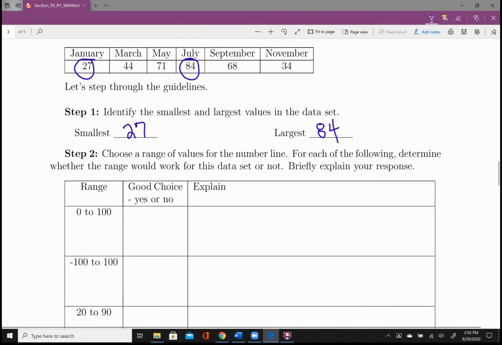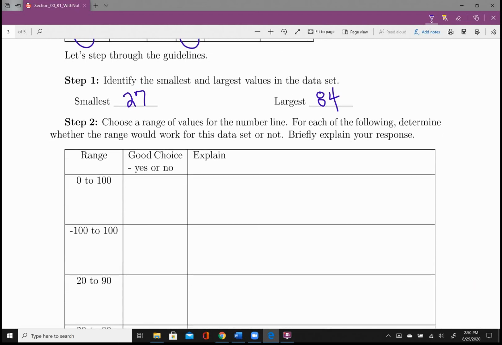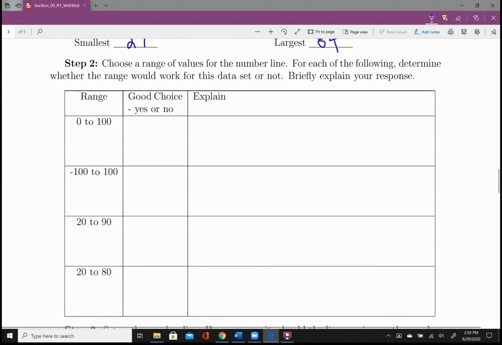Let's go ahead and think about this span of values and determine which range would be a good choice for creating a number line to capture all of this data. We're going to look at these ranges in this table, the ranges being 0 to 100, negative 100 to 100, 20 to 90, 20 to 80, and determine if it's a good choice, yes or no. That's what we'll put in the first blank column. And then of course we're going to explain ourselves, because it doesn't do us any good to make claims without being able to justify them. That's just good advice in life as well as your math class.